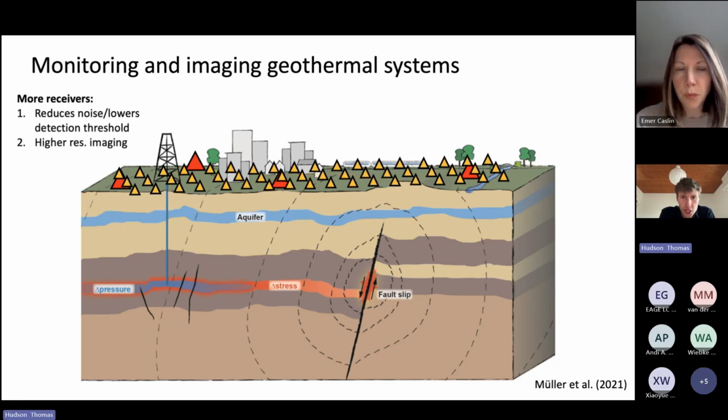And so the reason we really want more receivers is because, firstly, we can reduce the noise levels, which lowers the detection threshold, which means we can detect smaller events and try and mitigate for the larger stress drops from larger earthquakes. And secondly, for higher resolution imaging, so we can use these earthquakes or active source methods to image where the fluids are in the crust, and therefore de-risk the drilling process.